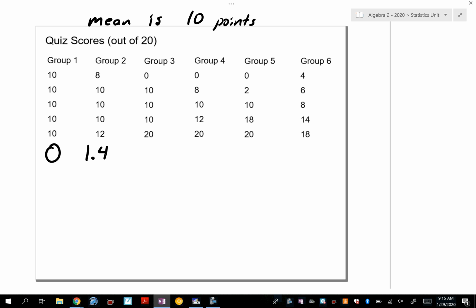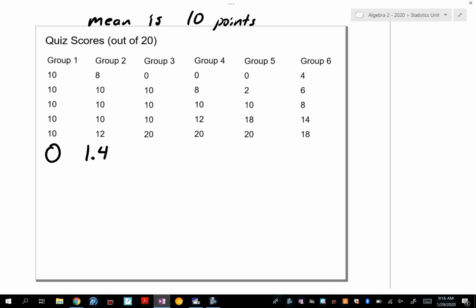Okay, look at group 3. All right, do you see group 3? Look at group 3. Try to understand this because it's going to be difficult, okay? So do you see I still have my 3 10s? But now instead of 8 and 12, I have 0 and 20. So now what do you notice about those numbers? They're farther away from the mean. All right, so it goes up again.